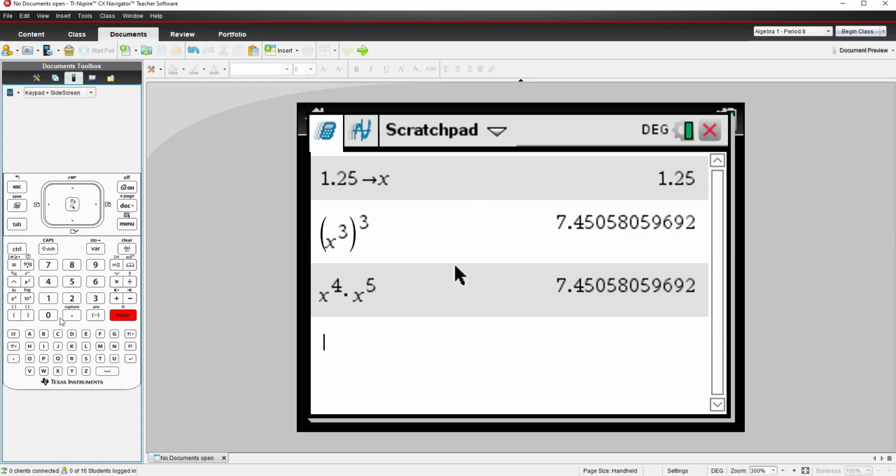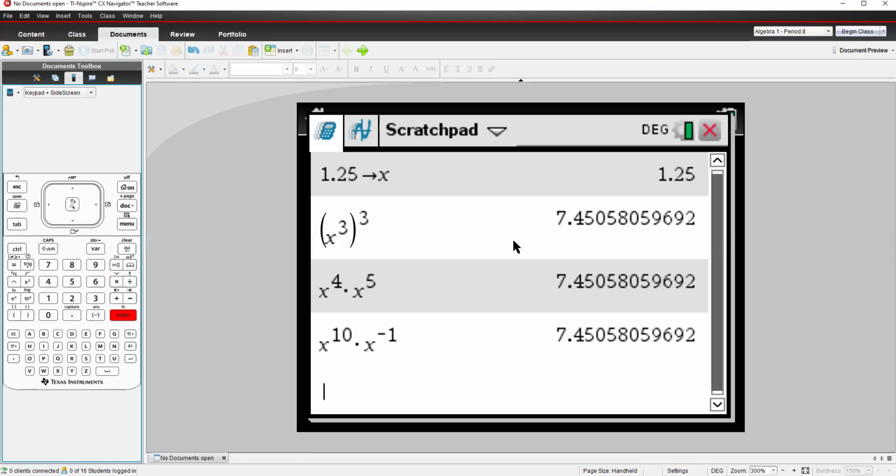It's going to be x to the 10th power times x to the -1 power. All right, now press enter, see what I get. So every one of these expressions is equivalent to each other.